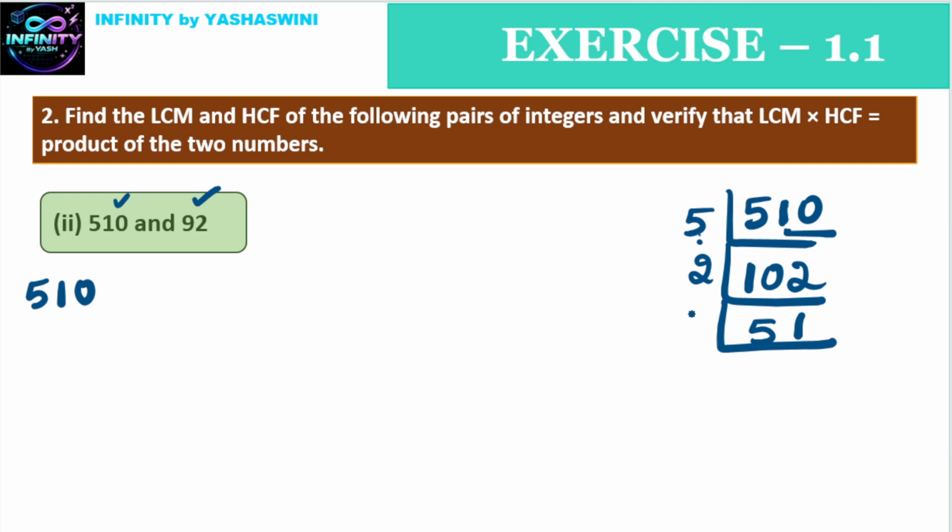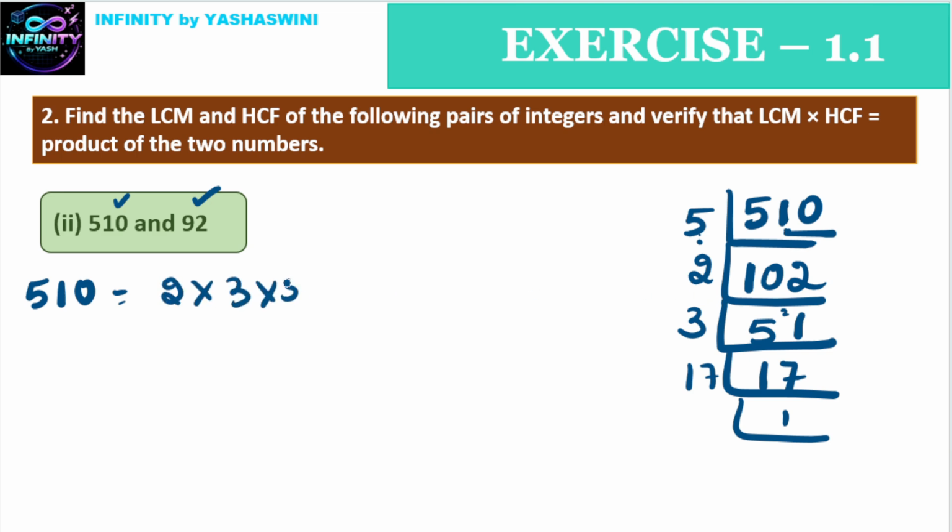Now 51 is divisible by 3. 3 1 time is 3 and 2 is a remainder and this becomes 21. Now 3 7 time is 21. Now 17 1 time. How can we express it? 5 into 2 into 3 into 17, but always express in an ascending order, that is 2 into 3 into 5 into 17, right?